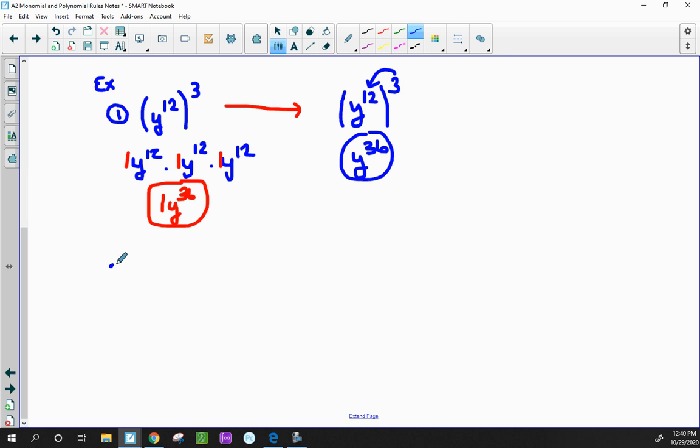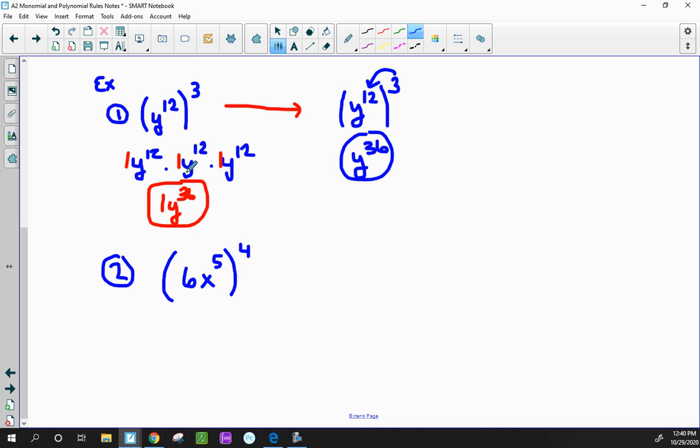Okay, example 2. Now we're going to throw in a number. We're going to do 6x to the 5th, and we're going to raise it to the 4th power.